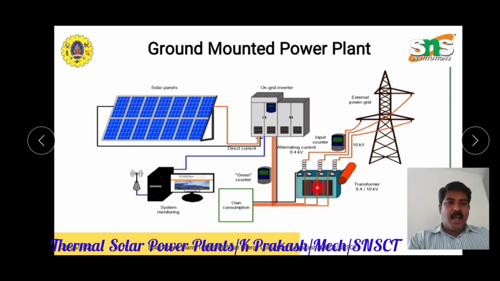Here we are using a transformer to step up the power voltage, and we can take some power for our own consumption. With power monitoring, all the systems can be monitored. So this is how the ground mounted power plant works. The direct current is made to flow with the help of the on-grid inverter, and the alternating current is sent through step-up transformers and passes on. This is about ground mounted power plants.